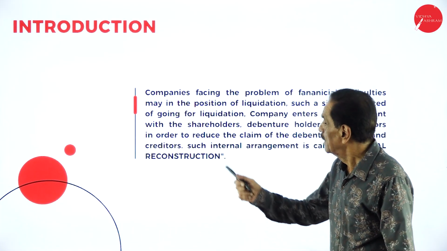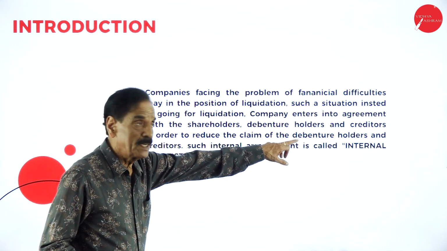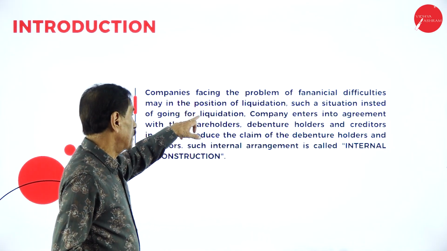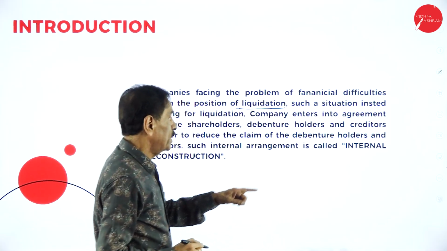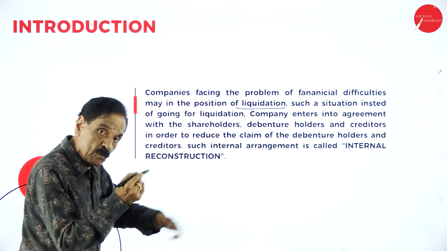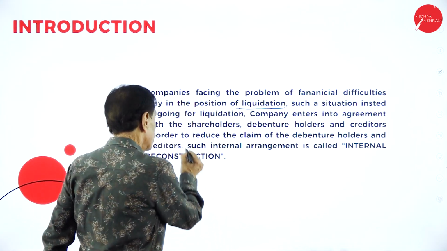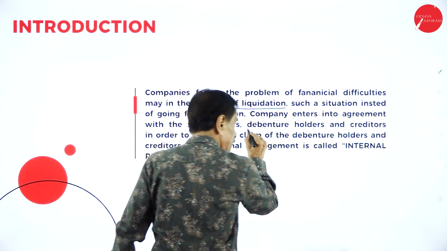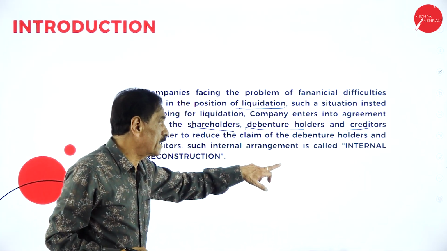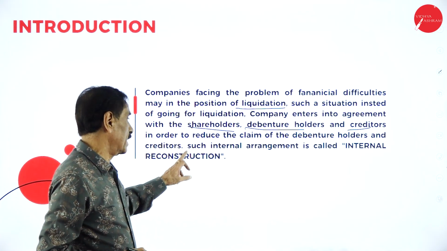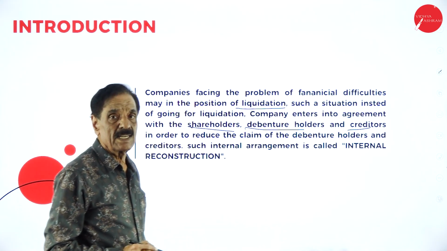Introduction. A company facing financial difficulties may reach the position of liquidation; they may close down. In such a situation, instead of going for liquidation, the company enters into an agreement with the shareholders, the debenture holders and creditors in order to reduce the claims of the debenture holders and creditors. Such an internal agreement or arrangement is called internal reconstruction.